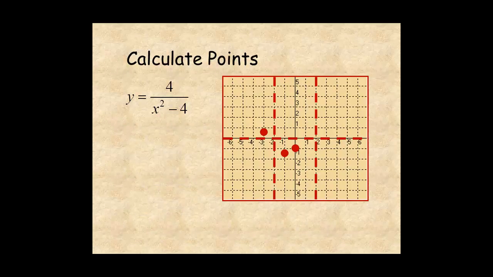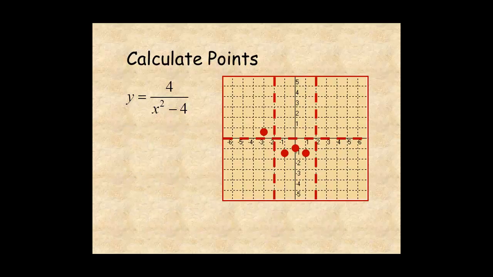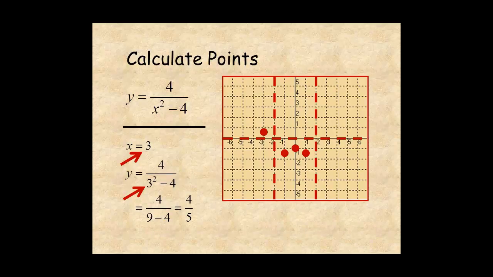For x equal 1, y equals 4 over negative 3, and there's a point at 1, negative 4 over 3. For x equal 3, y equals 4 over 5, and there's a point at 3, 4 over 5.